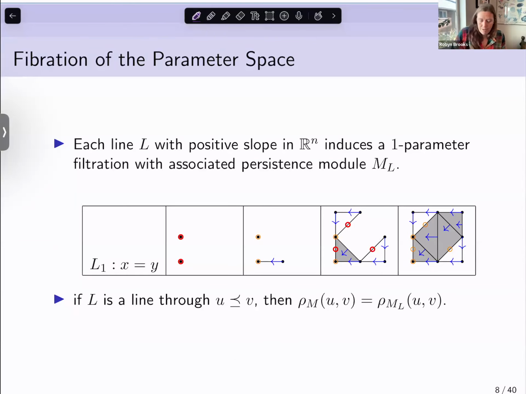Moreover, if you want to compute the rank between U and V in, say, your bimodule, you can compute this as the rank between U and V on the restricted line between U and V. So you can obtain rank info from the bimodule for a line, and again, vice versa. And this idea of fibration of parameter space with lines can also be used to extend the bottleneck distance for 1D persistence modules to the matching distance.